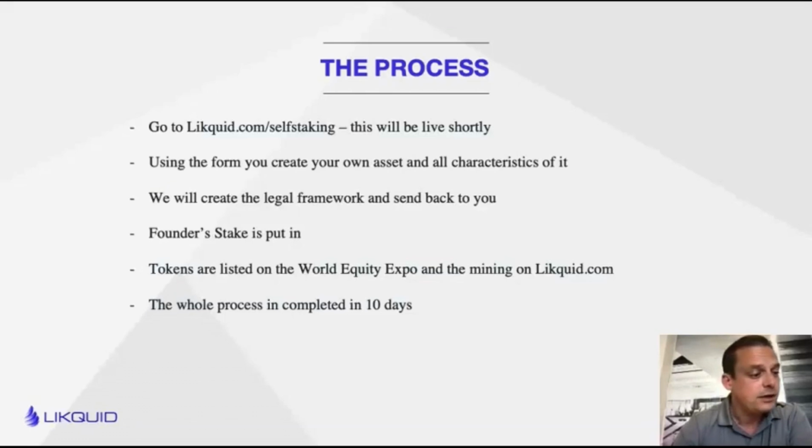Could be your local crazy madman scientist that you want to support. Could be a medicine that you believe in. So this is really democratizing and bringing equity to the masses.